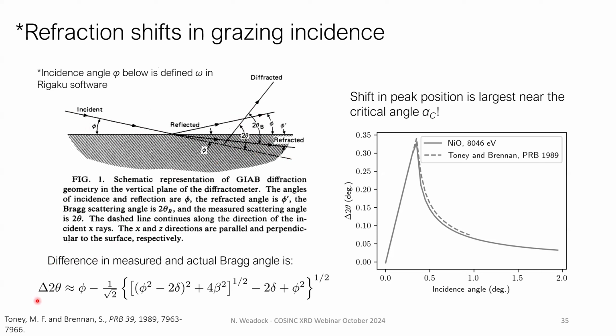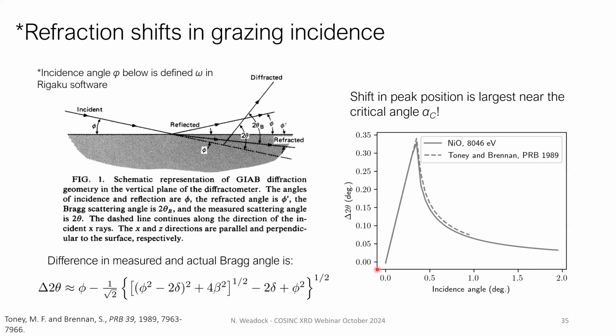And the difference, this delta 2 theta, is given by this expression here, where phi is our incidence angle and delta and beta are the parameters from our index of refraction. And so this just gives you a linear offset in your 2 theta values. And so if you calculate this based on your incidence angle, you can just subtract that and correct your data.